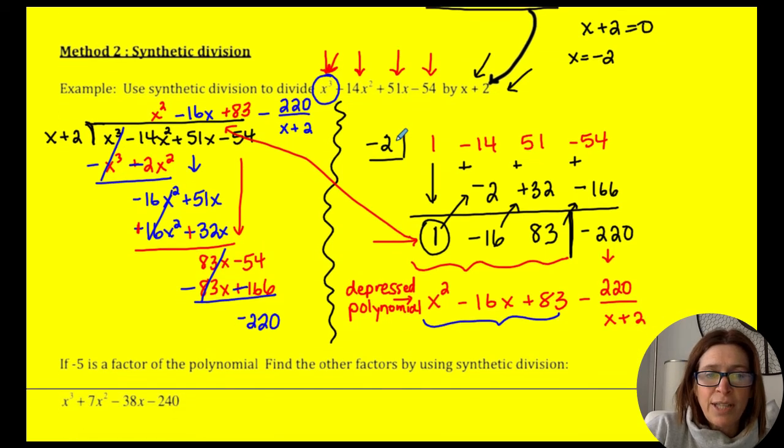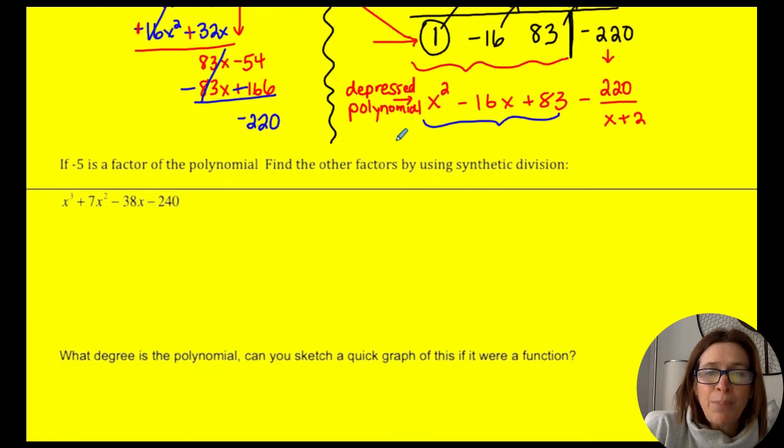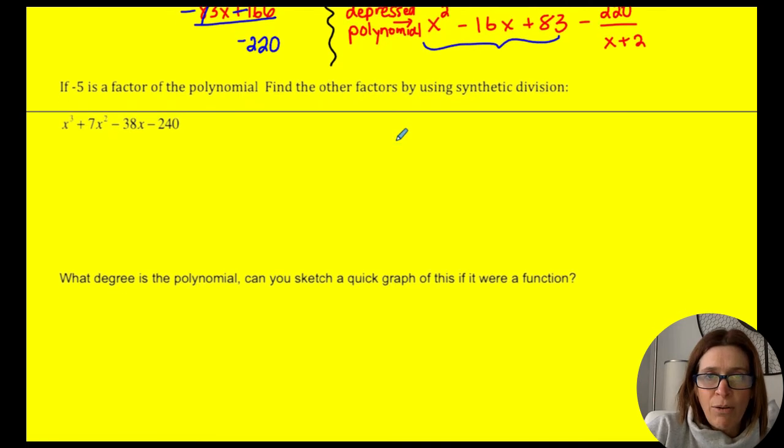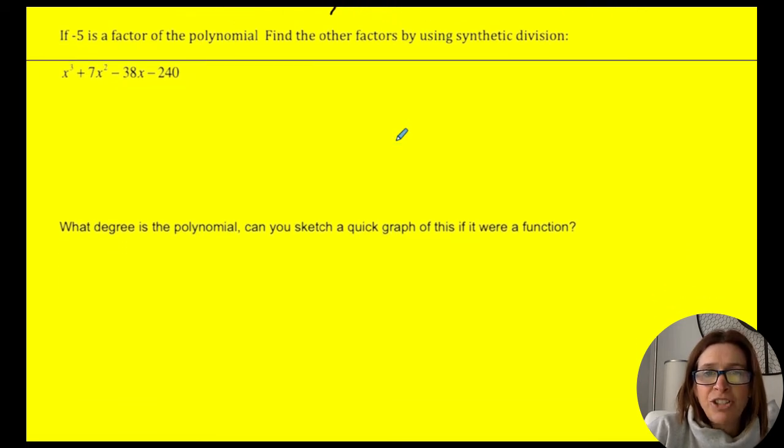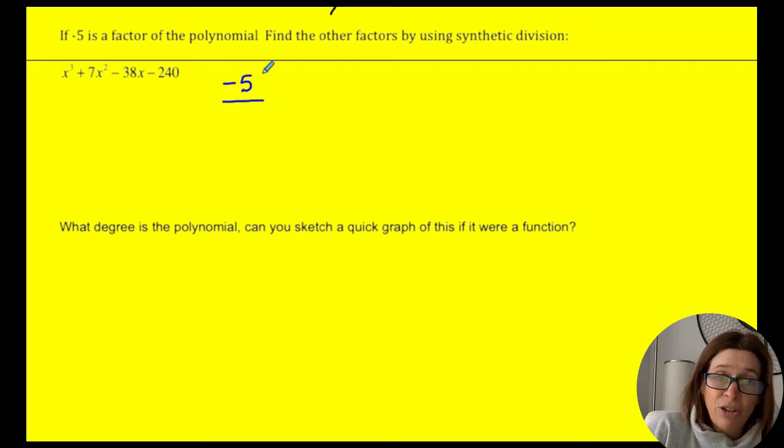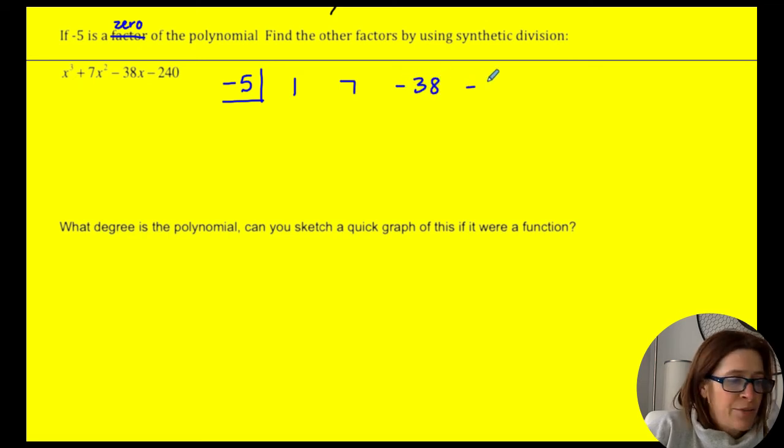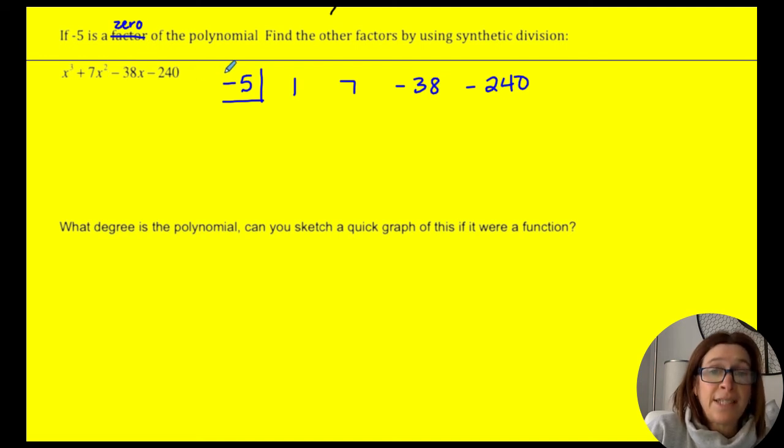So my suggestion here is I'm going to do this, but I would press pause, try it by yourself, okay, and then come back and check your work, okay? So I'll give you a second to pause. All right, so I'm going to put my -5 because it's saying that -5 is the factor, or is the 0, maybe we should say. All right, so we're going to put in 1, 7, -38, and -240, okay? Now we're trying to see if this is a factor or is a 0, okay?